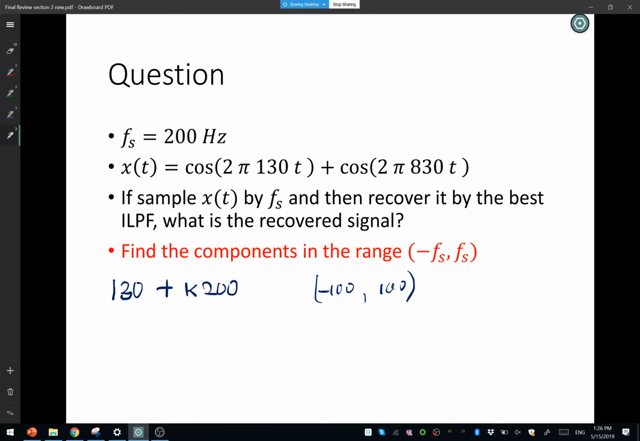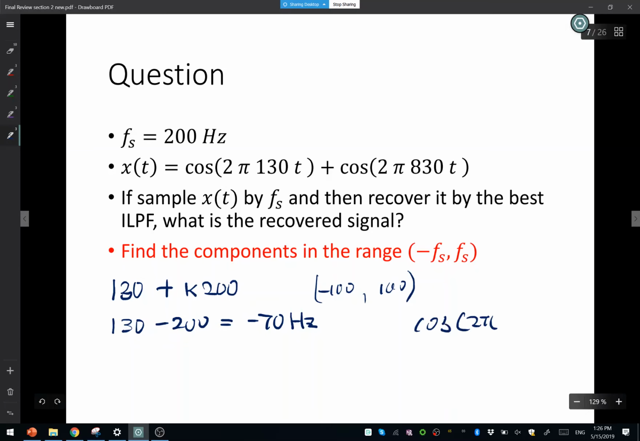Because 130 is higher, we first subtract 200 to try this. 130 minus 200, and we got minus 70 Hz. And this is in between minus 100 and 100. So when we recover the first term, we're going to have something like cosine 2 pi 70t.